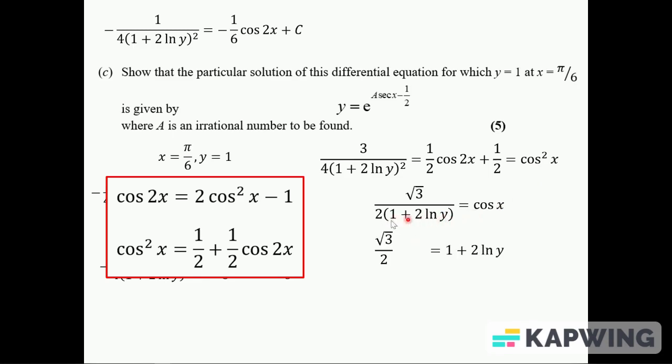I'm going to multiply by this bracket and divide by the cos x, so I'll get sec x on the right, which is in my answer here. And then taking away 1 and dividing by the 2, I get this to be ln y. So the y then is just e to the right-hand side.